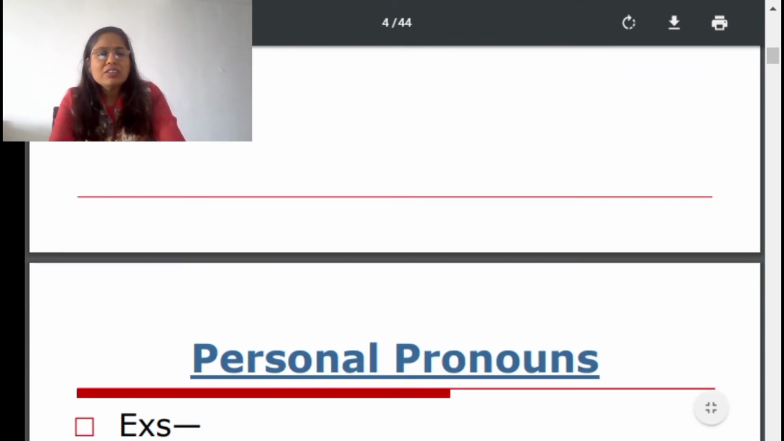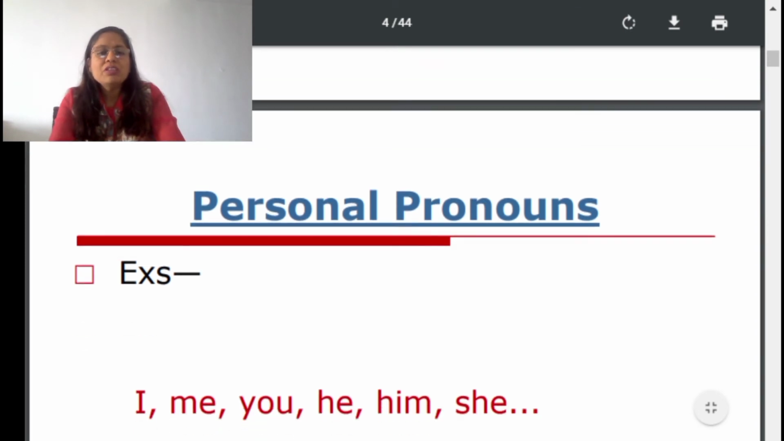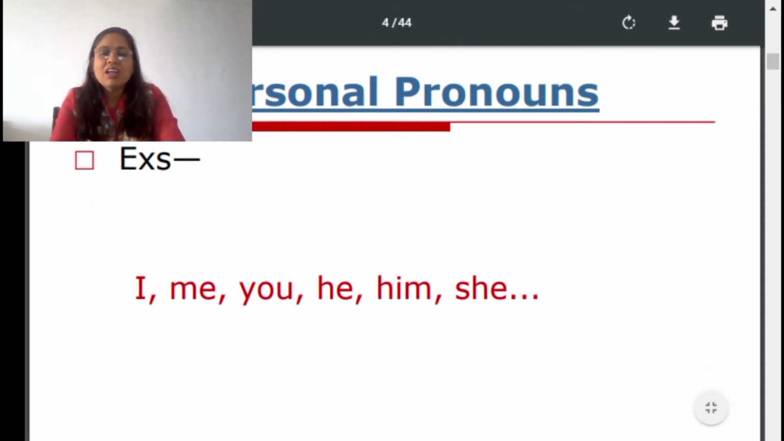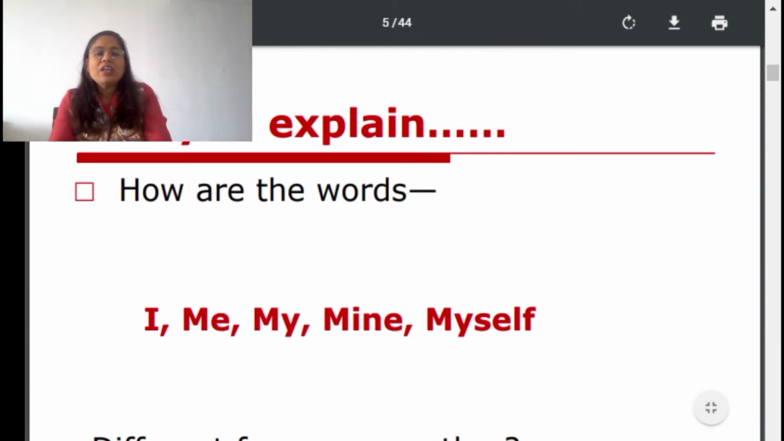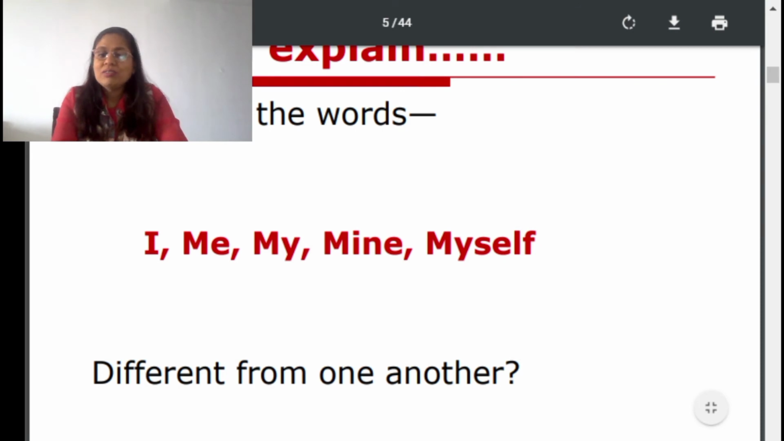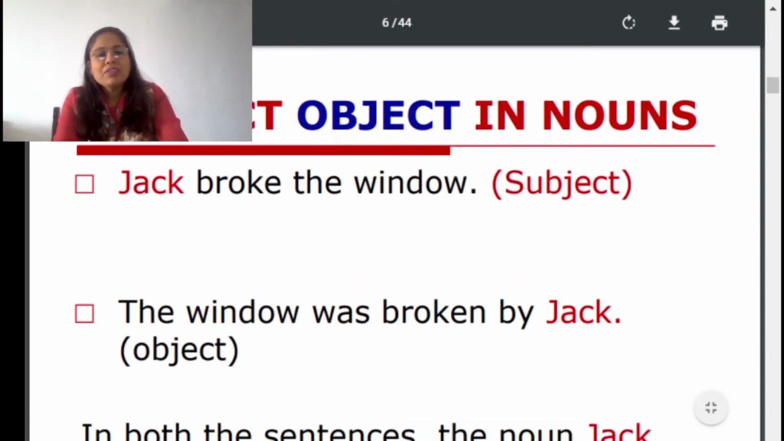There are various types of pronouns. I am first going to teach you personal pronouns. Examples of personal pronouns are I, me, you, he, him, she, and so on. Can you explain how are the words I, me, my, mine, and myself different from one another? They are all used for describing oneself, isn't it? Let's look at the first one.